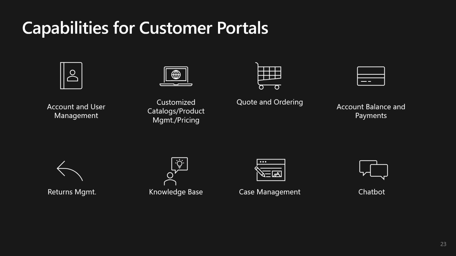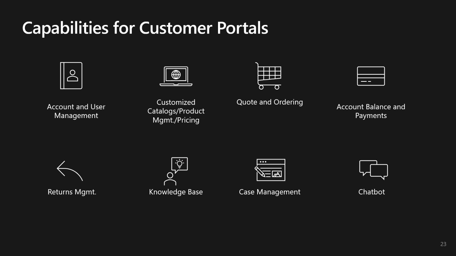From a catalogs and product management standpoint and pricing, customers can browse products from your catalog that are specifically set up for that particular customer. And customers can view their previous quotes, orders, view their open orders, and track the status of their open orders. And these orders could be recurring orders, and they also have the ability to see the inventory availability information.